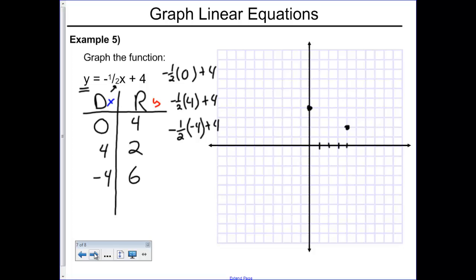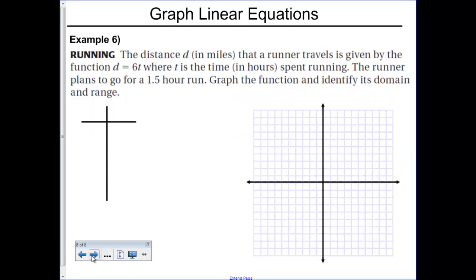So -4, 1, 2, 3, 4, and then I go up 1, 2, 3, 4, 5, 6, and where those intersect would be my dot. And if I did it right, you can see that my points are actually lined up in a straight line. This would be the graph of that function, keeping in mind that the line itself simply represents all the possible values that work for the original equation or function.